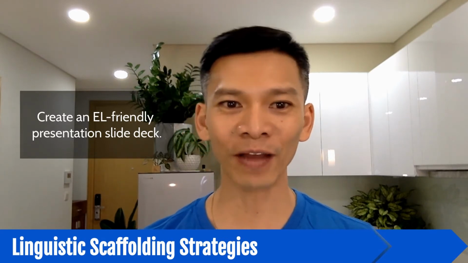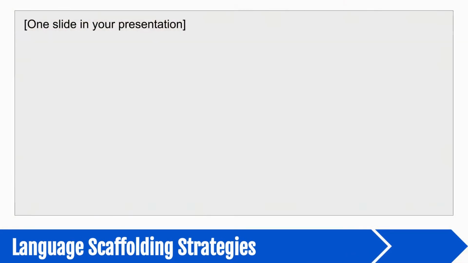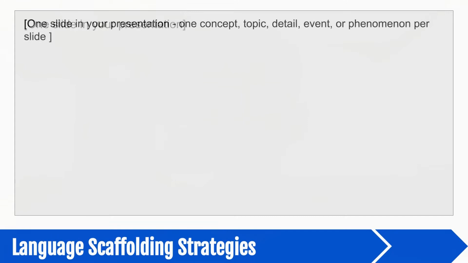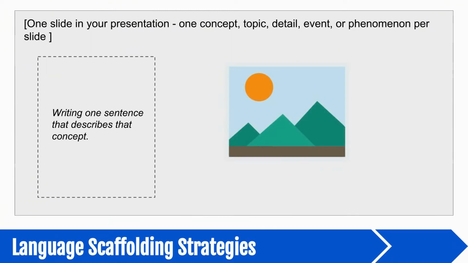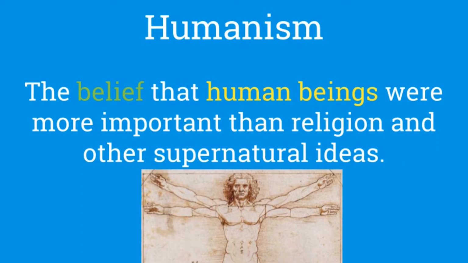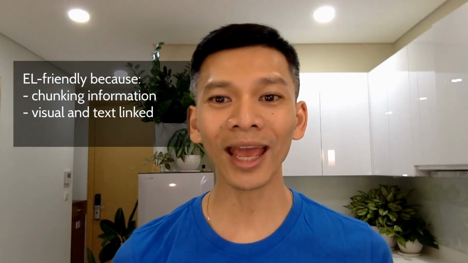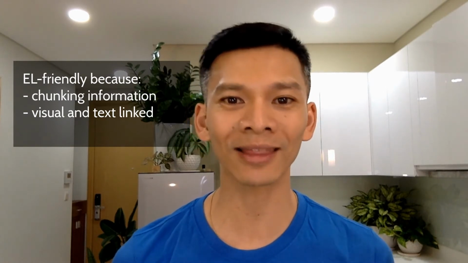On each slide, I recommend doing 3 things. 1, teaching only one concept, topic, detail, event, or phenomenon at a time. 2, writing one sentence that describes that concept. And 3, using an image, diagram, or chart to represent that idea. This way of organizing our slides is EL friendly because it has limited text, one concept taught at a time, and provides an image that links the spoken words to the concept and the text.